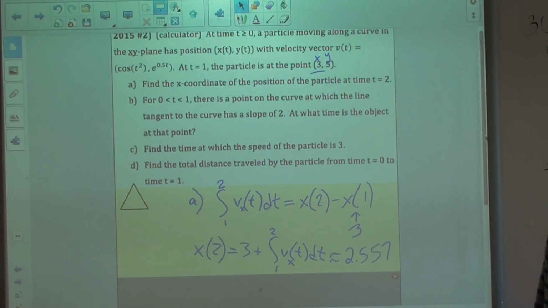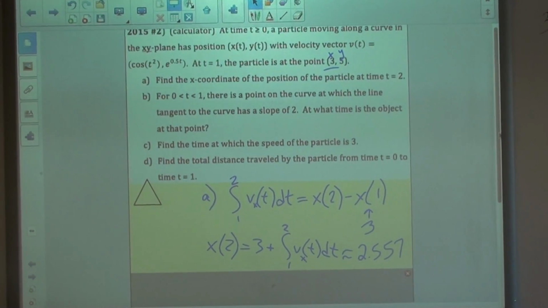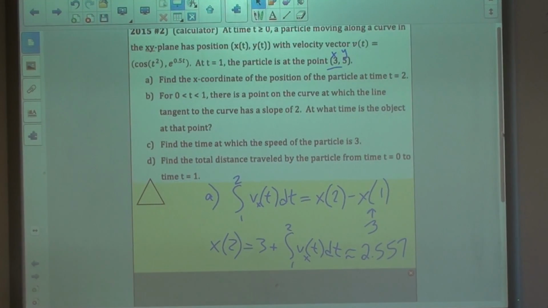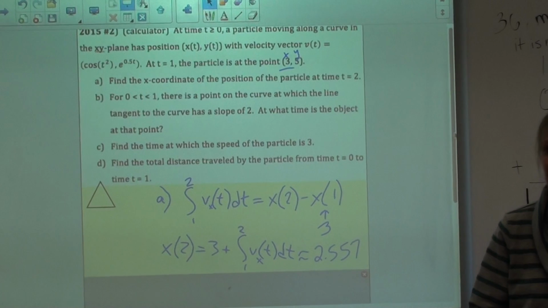For 0 to 1, there is a point on the curve at which the line tangent to the curve has a slope of 2. At what time is the object at this point? So we need to find the time when the slope of the curve is 2. How do we find the slope of the curve? dy/dx, right? So I need dy/dt over dx/dt.